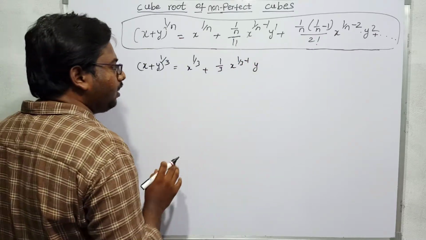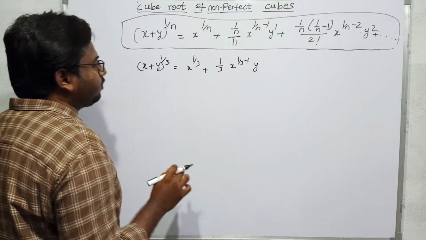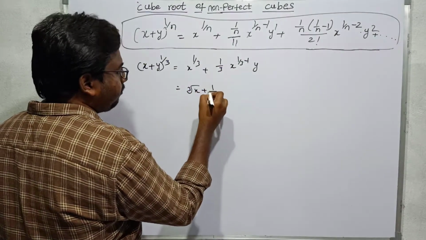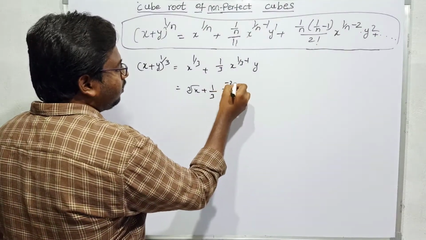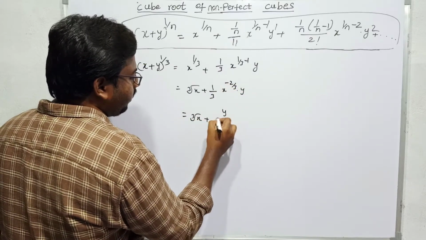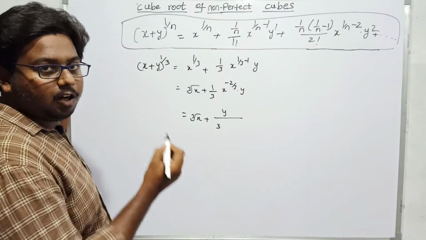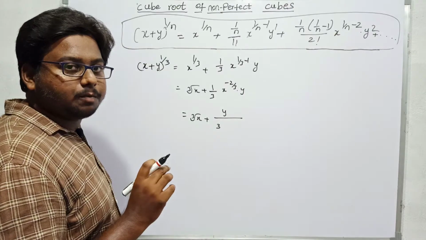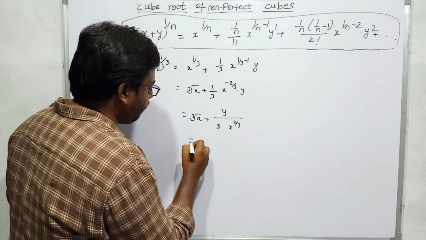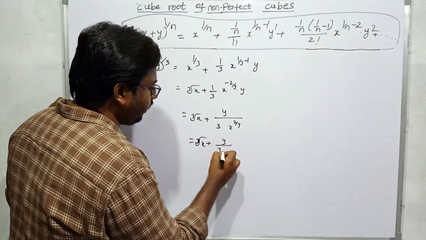I will take only up to 2 terms because this term will be enough for approximation. So this is nothing but cube root of x plus 1 by 3 into x power minus 2 by 3 into y. So this is cube root of (x plus y) is 3 into x power minus 2 by 3, which is nothing but 1 by x power 2 by 3. So x power 2 by 3 I will write here. So this is cube root of x plus y upon 3 into x power 2 by 3.